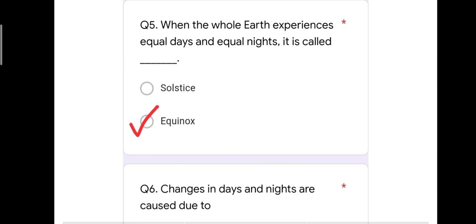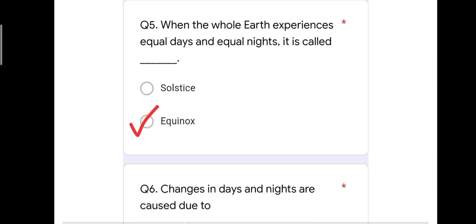Now question number 5. When the whole earth experiences equal days and equal nights, it is called dash. So the two options were solstice and equinox. So here children, the correct answer is equinox. So equinox is a time when the rays of the sun fall directly on the equator, and this happens twice a year, on 21st March and on 23rd September. And when this happens, whole of the earth experiences equal days and equal nights.